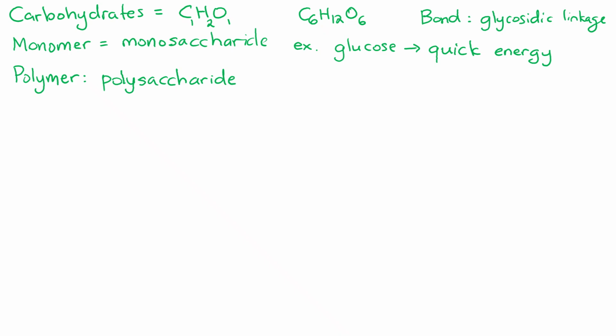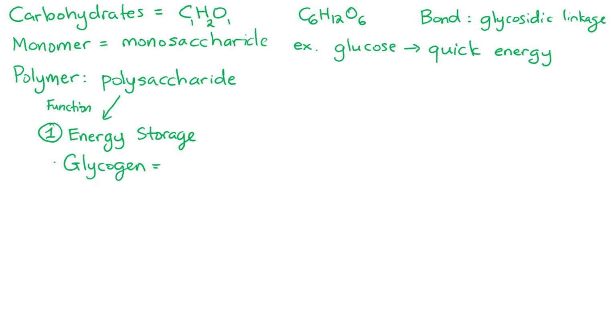For the polysaccharide, it's very cool that we can categorize the four we need to know specifically for AP Bio by their function. So function will be here. And number one, we have energy storage. Okay, energy storage. The first one we have would be glycogen. Again, animals. And we have starch, which is plants.